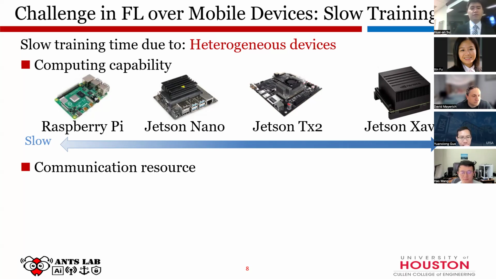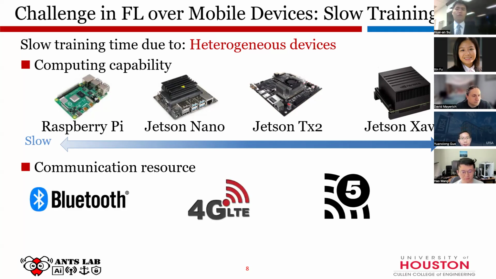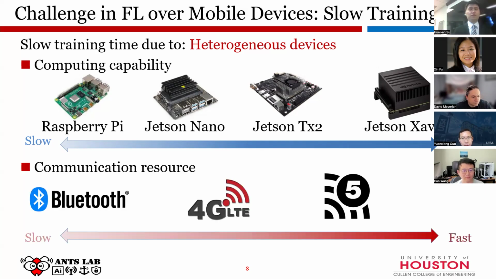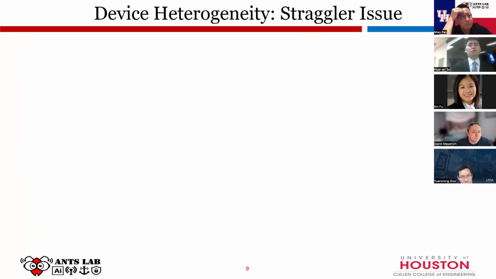And also, we have different communication resources in our daily lives. We have Bluetooth, 4G LTE, and also Wi-Fi 5. And also from left to right is from slow to fast. So with the computing capability and the communication resource, it's going to create a big discrepancy in terms of training time among devices. So what does that lead to?